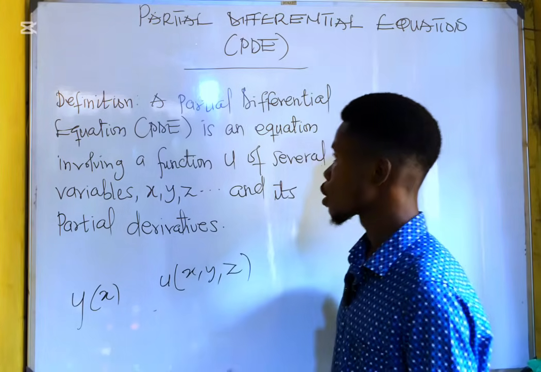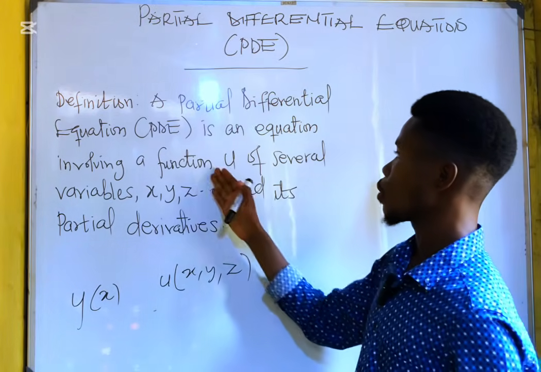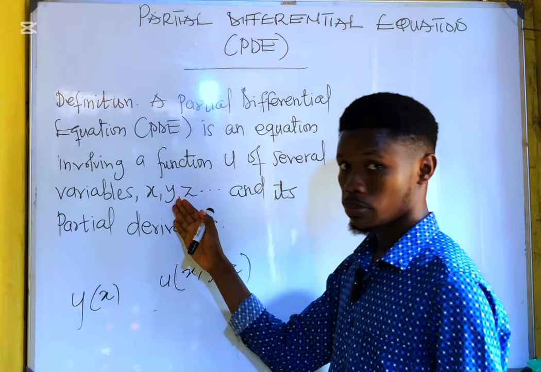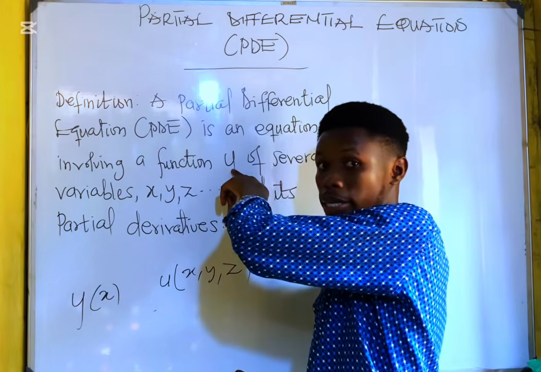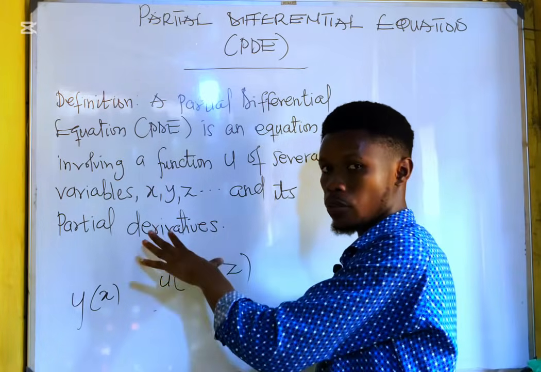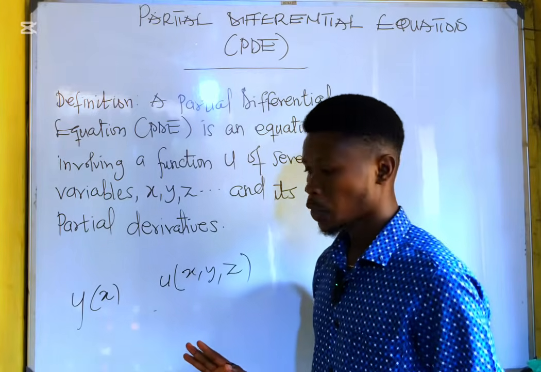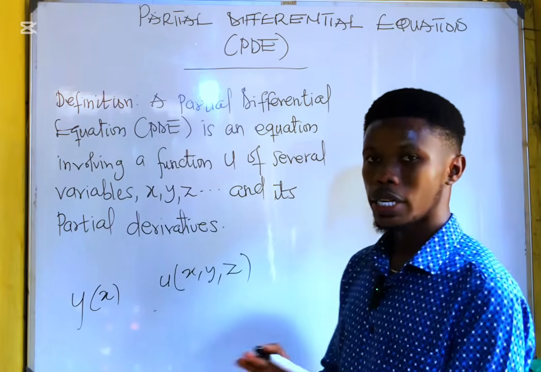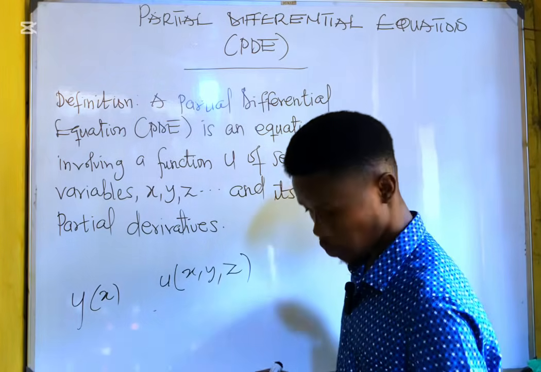Okay, good. So now let's look at the definition. A partial differential equation is an equation involving a function u of several variables. So the function u here becomes the dependent variable, and the independent variables are the several variables we are talking about, and its partial derivatives. Good. Now let's look at the notations of partial differential equations.